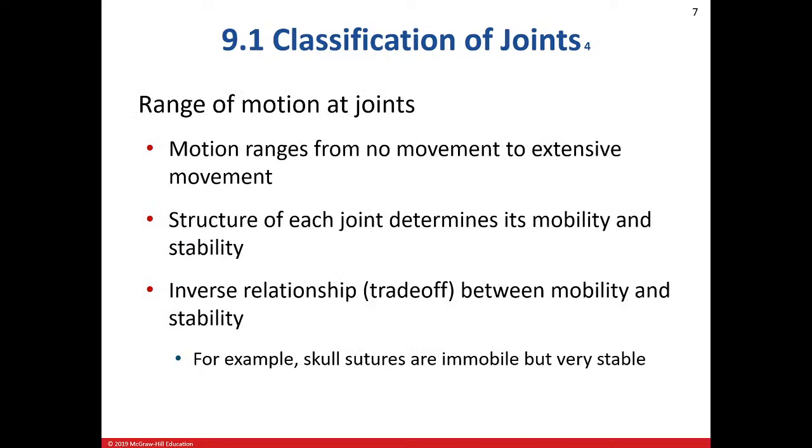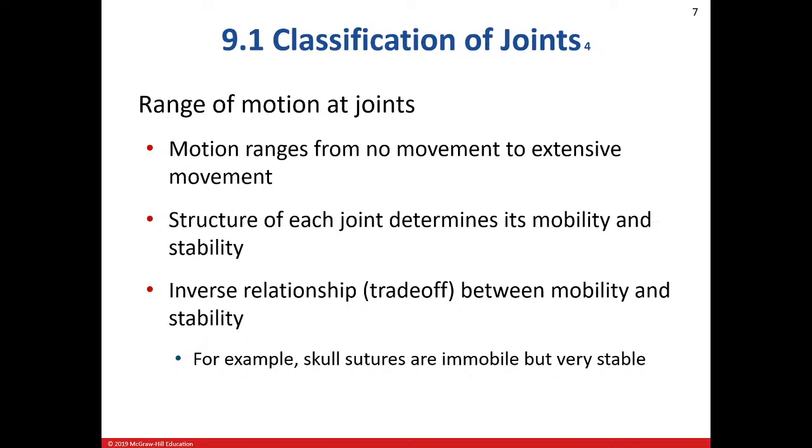Okay. So the range of motion at joints ranges from no movement to extensive movement. For instance, we mentioned the ball and socket joint at the shoulder and the hips. That's highly mobile. Compare that to the sutures between the flat bones of the calvarium, or the cranium. There's going to be little to no movement at those joints, and we don't really want them to move, right?